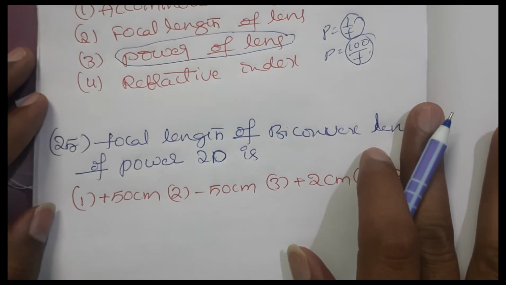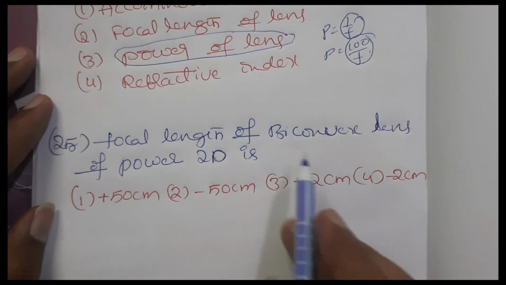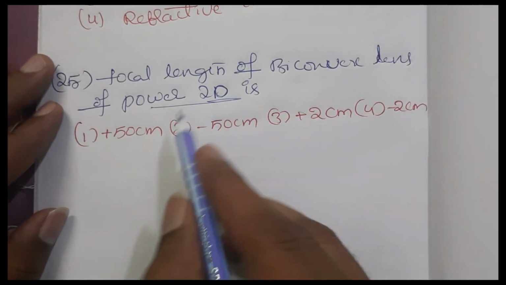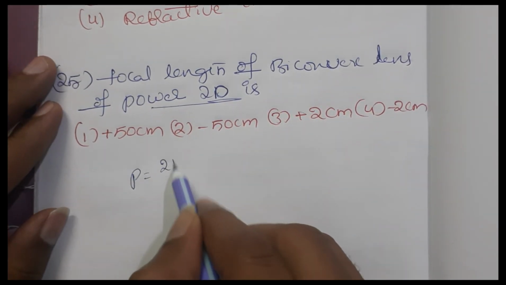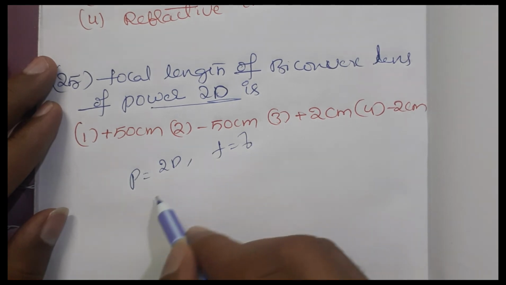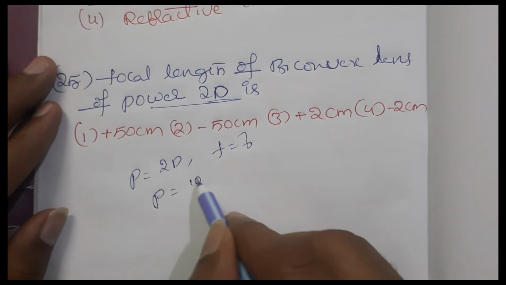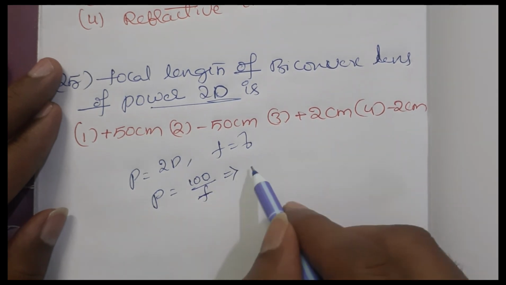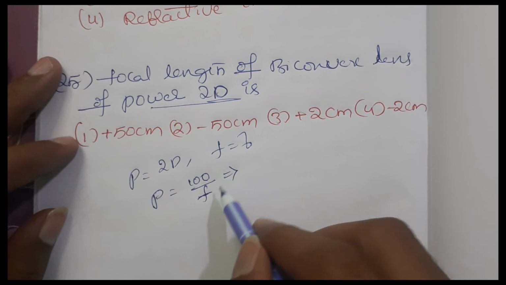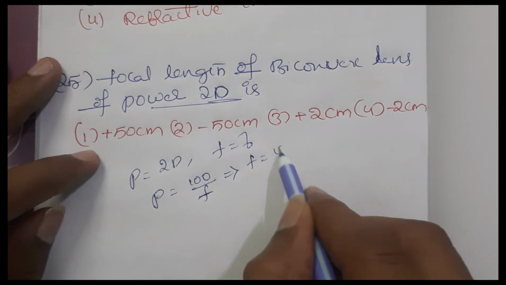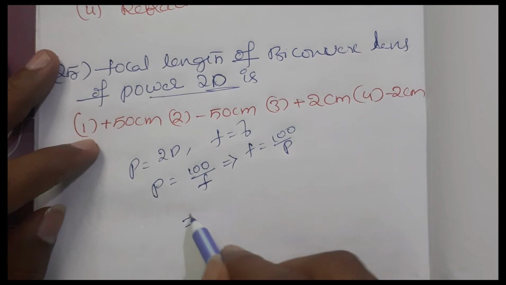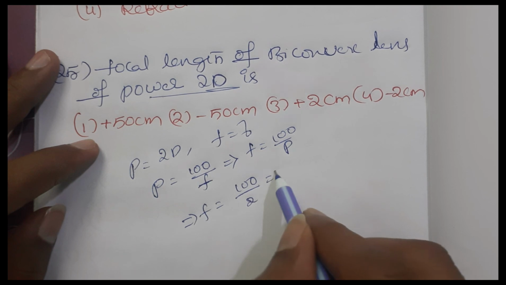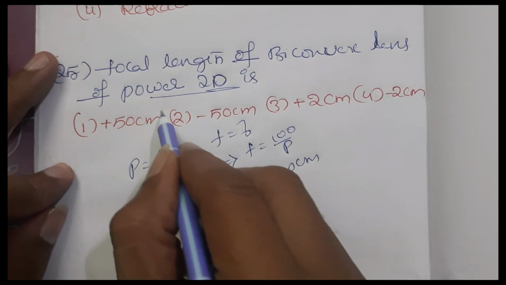Next, the focal length of a biconvex lens of power 2D, what is it? So power is given, students. P is 2D. Then we want to find the focal length. But you know power is equal to 100 by f when f is taken in centimeters, students. Or you can also use 1 by f when f is in meters. Then f is equal to 100 by P. So this implies f is equal to 100 by 2, which is 50 centimeter, students.